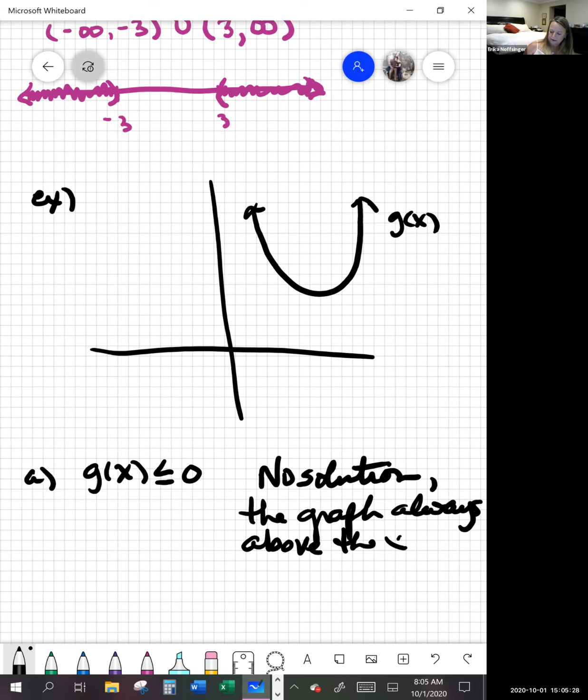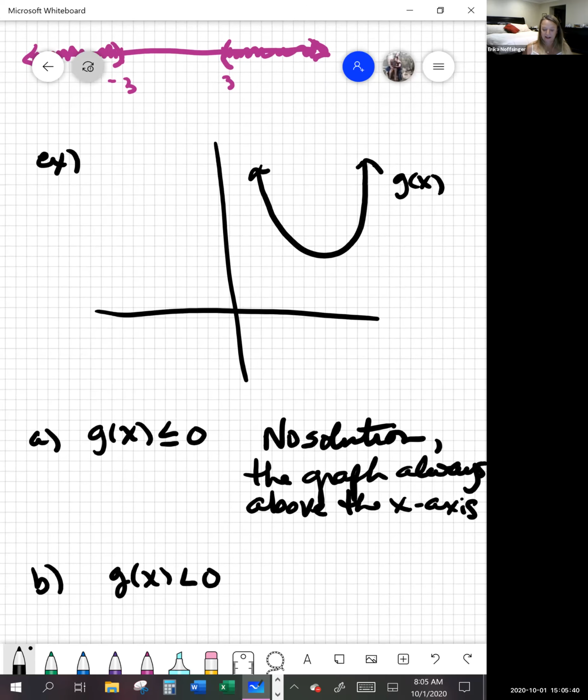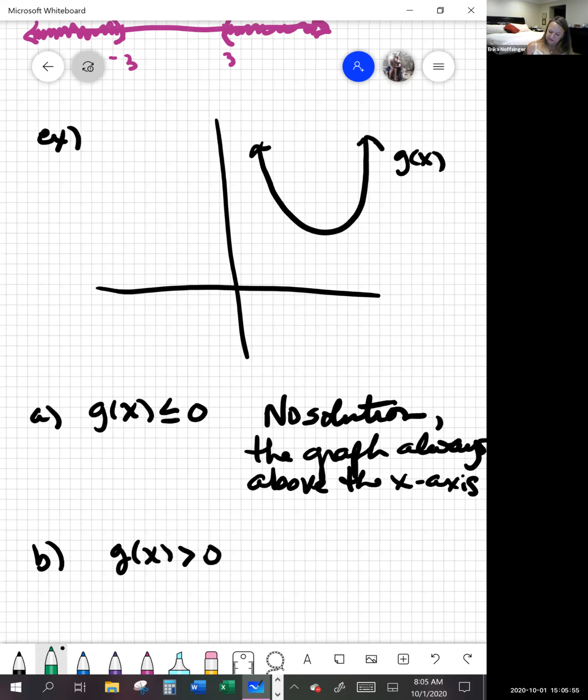If they had said, where is this greater than or equal to 0, I'm sorry, I already did the less than, then this is where all x values are going to satisfy our y values being positive. So we're looking from negative infinity to infinity.